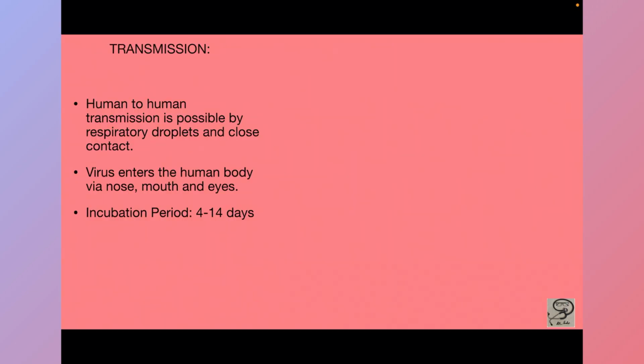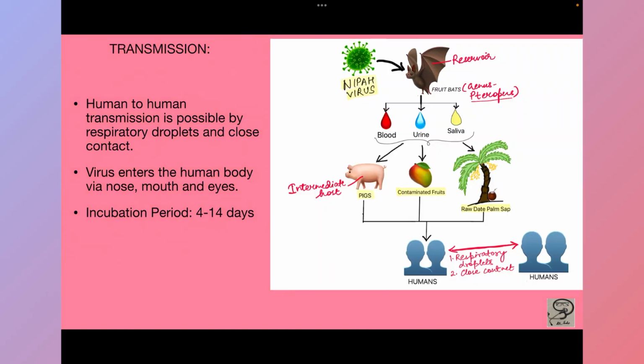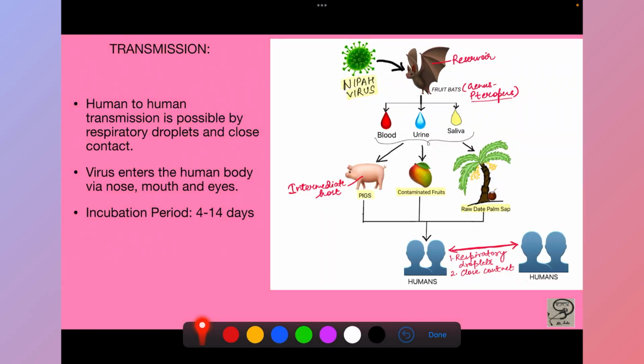Now transmission. Let's look at the picture. So we can see the fruit bats. These belong to the genus Pteropus. These are the reservoir of the Nipah virus. Their blood, urine, saliva, and even feces contain the Nipah virus. Now, these infected fluids can contaminate the raw date palm sap and the fruits, and whenever pigs, which are the intermediate host, eat the contaminated fruits or come in contact with the infected fluids, they can get the virus too.